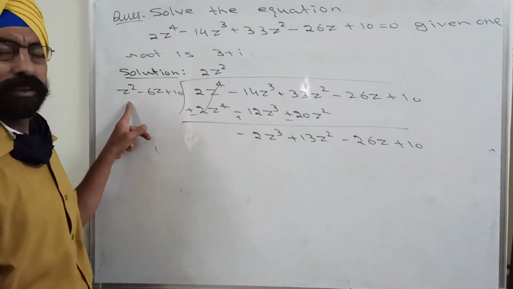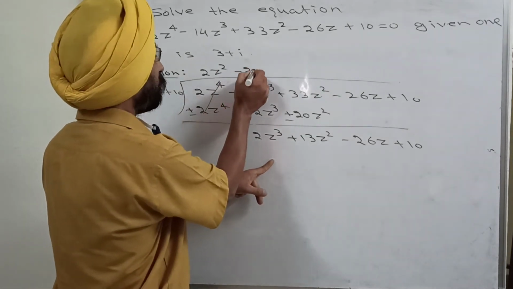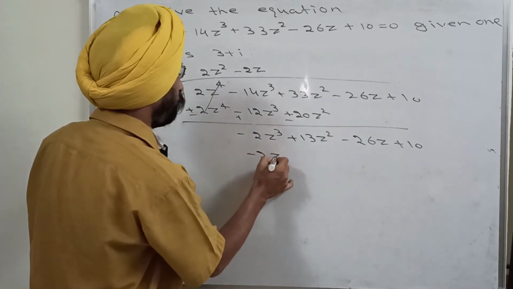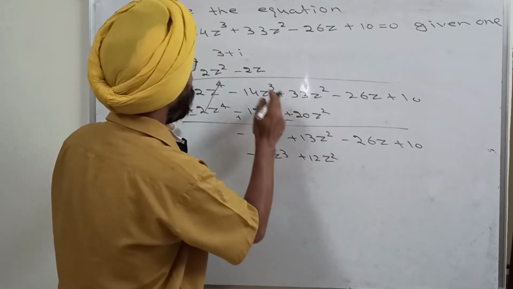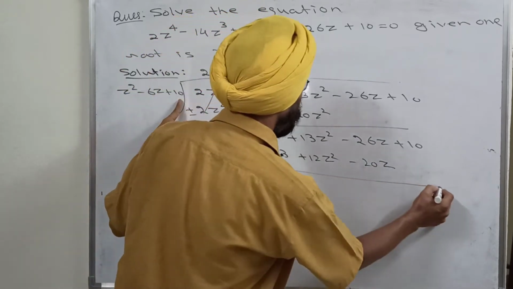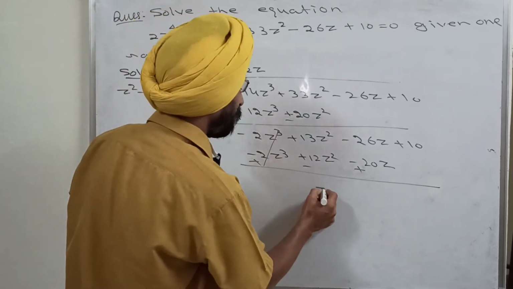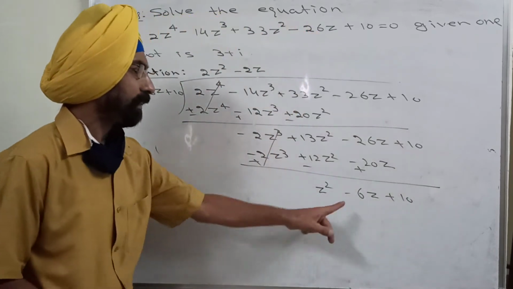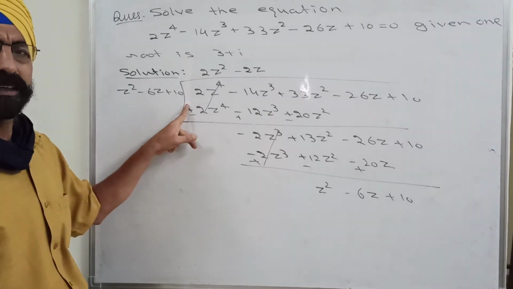Your leading term is z^2, and now you want minus 2z^3, so you will have to multiply by minus 2z. So minus 2z into z^2 is minus 2z^3. Minus 2z into minus 6z is plus 12z^2, and minus 2z into 10 is minus 20z. And once again, changing the signs and adding, this will be cancelled. Here you will get z^2, here you will get minus 6z and plus 10. And this term is the same as your z^2 minus 6z plus 10.